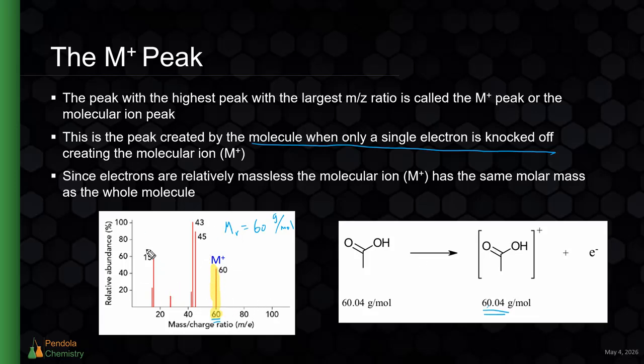What are all these other peaks? Those are fragments. They're fragments of the molecule that have been broken off as we shoot electrons at the molecule. Not every single molecule in the sample will only have one electron knocked off. Some of them might actually break apart. So let's look at what that looks like.